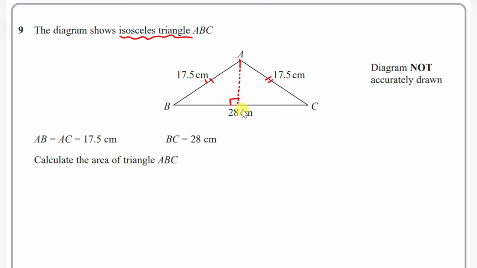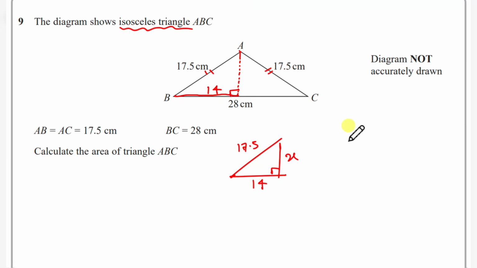And by the way, if the whole B to C is 28, that means just this B to this midpoint must be 14. So let's resketch this. Okay, we now got a length of 14, 17.5 on the hypotenuse, and now we're going to work out this height. Let's call it x. Once we work out this height using Pythagoras, then we can work out the area quite easily, and I'll show you guys how.